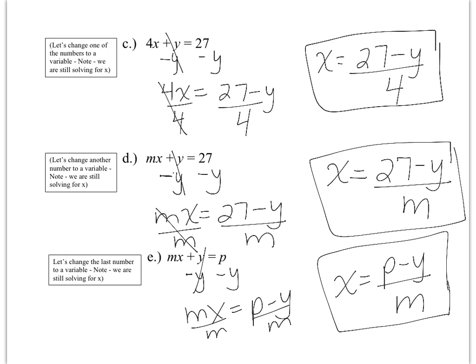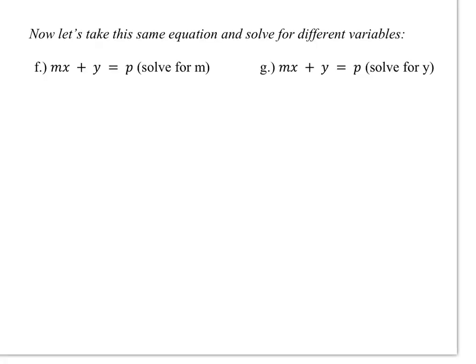So let's take a look at a few more. So what we have here is letter E again, except now I'm saying I want you to solve for m, not x. So whenever you're doing problems like this, what you want to do is locate the variable you're trying to isolate, and you undo the operations that are being done to m.